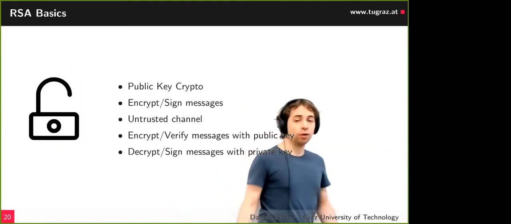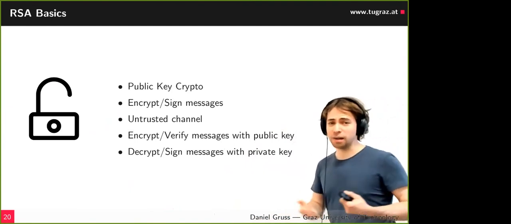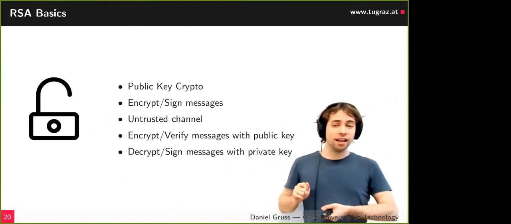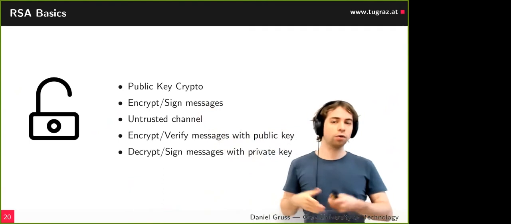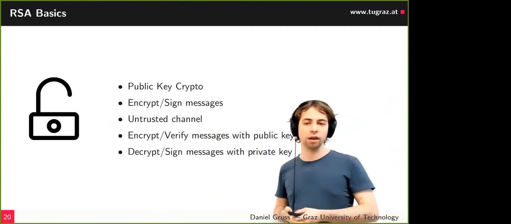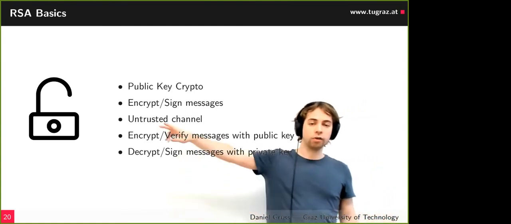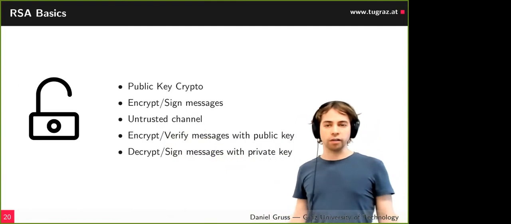Or maybe we should first take a look at what else we can attack. Maybe not just multiplications. Multiplications are boring, right? So let's attack something else. Let's attack RSA. RSA, public key crypto. You can encrypt or sign messages. You can decrypt, sign, or encrypt, verify messages. And you can then send messages over an untrusted channel with that.